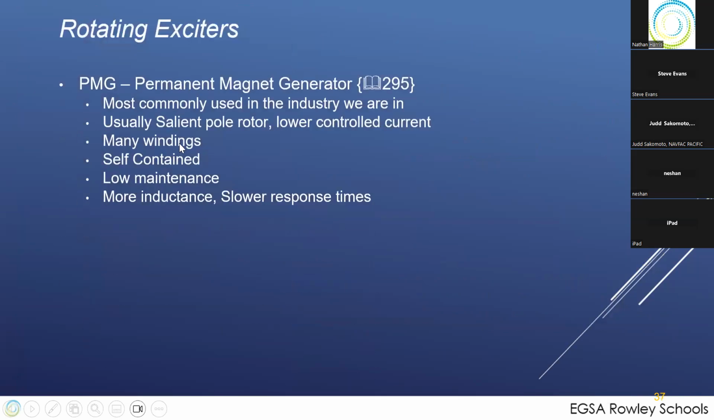Rotating exciters, on the other hand, again, most of our industry is using PMGs. I'd guess over 90% are using PMGs. I'll talk a little bit more about these and how they work. They're very common, self-contained, very low maintenance. They do, however, have diodes on them that must be checked at every maintenance interval.